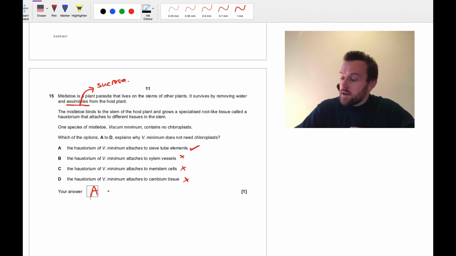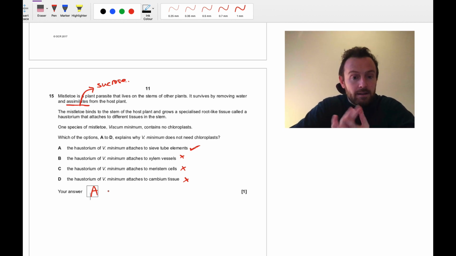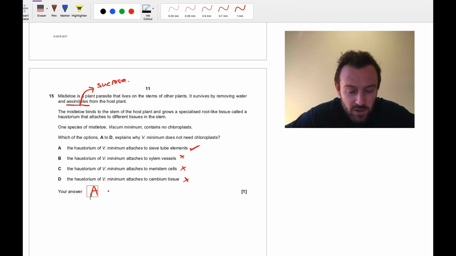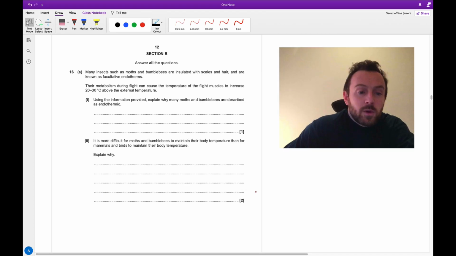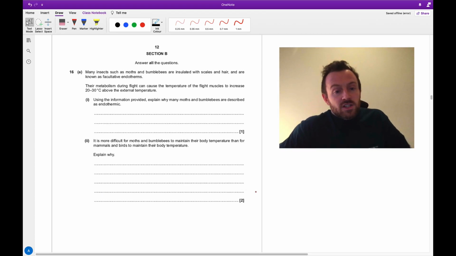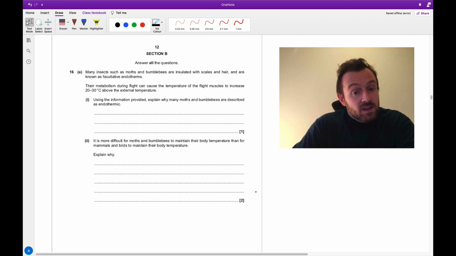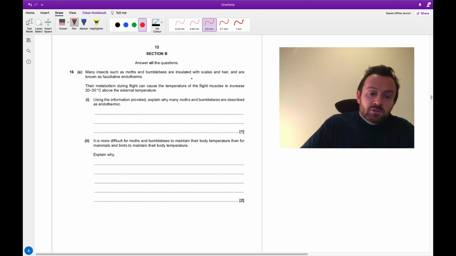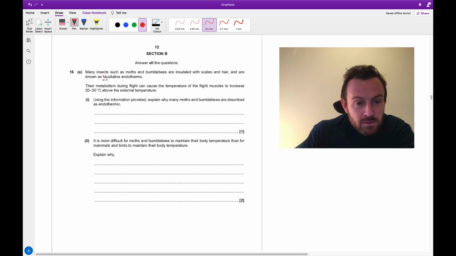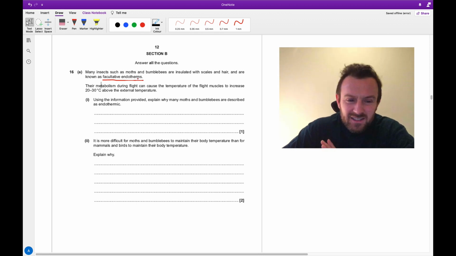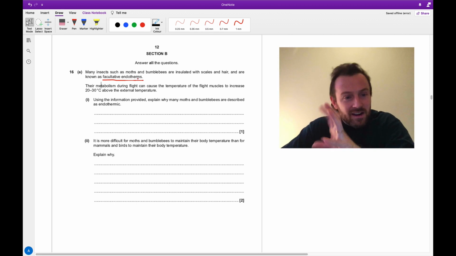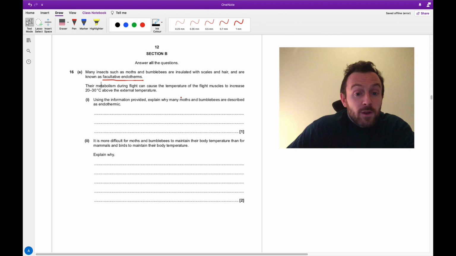Okay, so that's the multiple choice segment done, and now let's move on to the longer answer questions. Okay, here we go. Question 16. Many insects, such as moths and bumblebees, are insulated with scales and hair, and are known as facultative endotherms, which means they can kind of act like endotherms. They're not real endotherms, but they can kind of be like endotherms. Their metabolism during flight causes the temperature of the flight muscles to increase 20 to 30 degrees C above the external temperature. That's a lot.